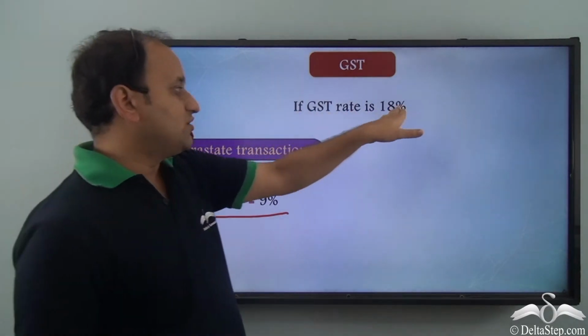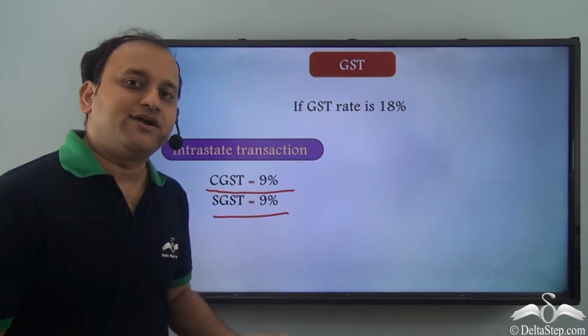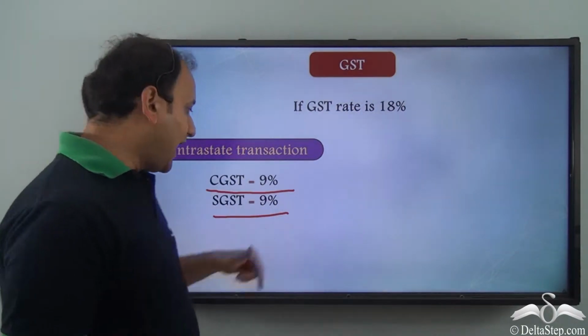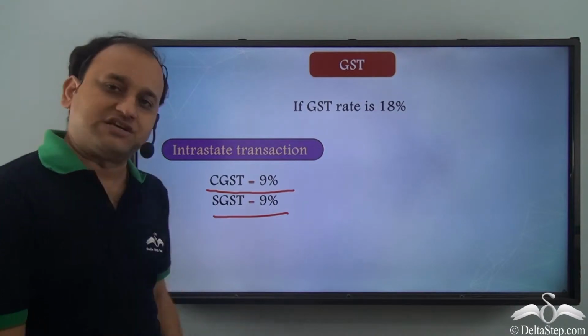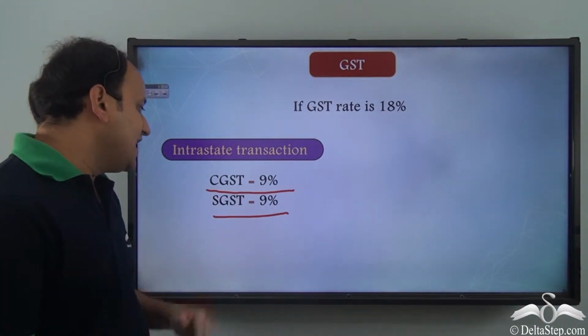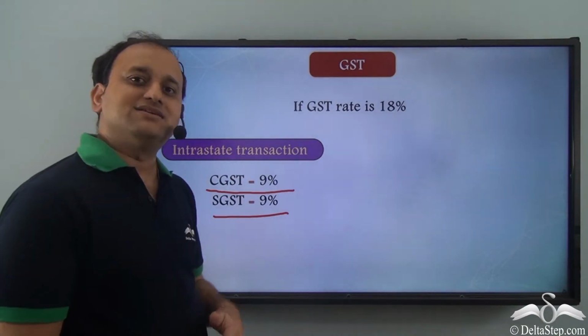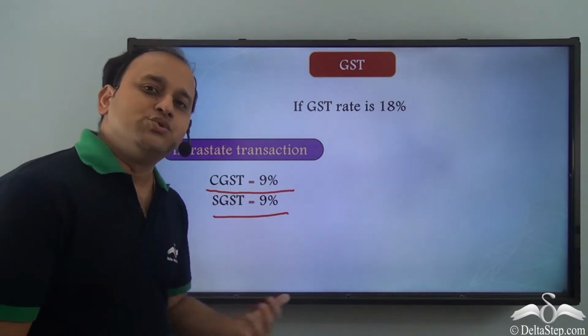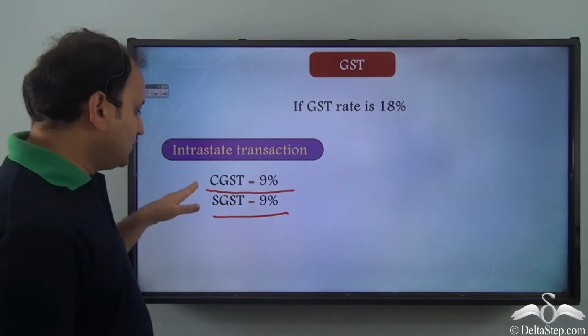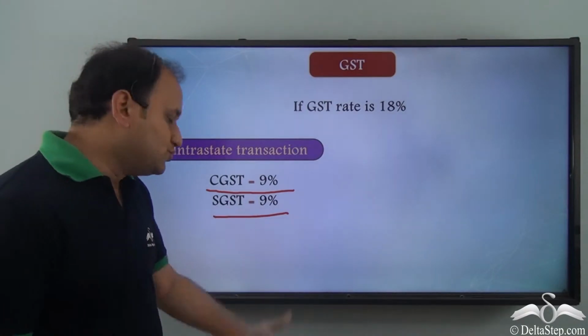So whatever is the rate of GST, that will be divided into two equal halves, and one part will be collected by the central government as CGST and one part will be collected by the state government or union territorial government. So that will be SGST or UGST.